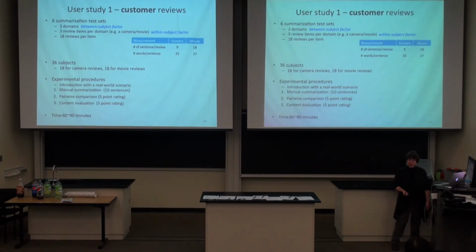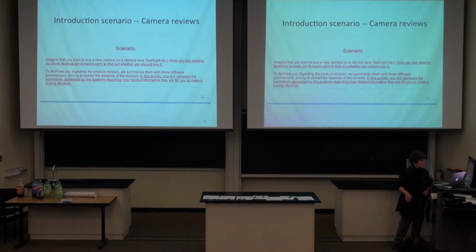They then had to create a manual summary, and the purpose of doing this was to make sure they actually read the original 18 reviews, because if they didn't read the reviews, then they couldn't evaluate the summary. So this was a way to not only ensure that they read the reviews, but that then we also had this nice gold standard for evaluating our automatic approaches. Then they did 2 types of evaluations, which I'll now talk about. The whole experiment took from an hour to an hour and a half.